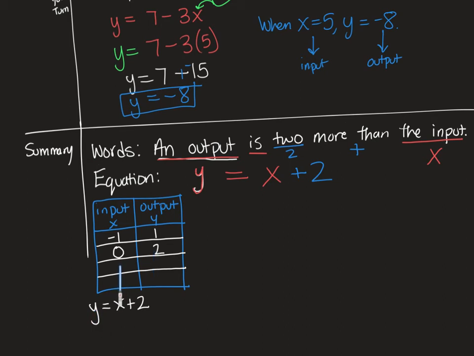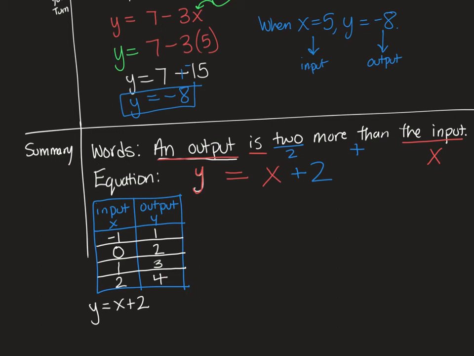Let's input 1. That's another easy number to input. Input 1. So now I want you to visualize. If I input the number 1 right here, what's 1 plus 2? 3. That's what goes there. And then if I input 2, what's 2 plus 2? 4.